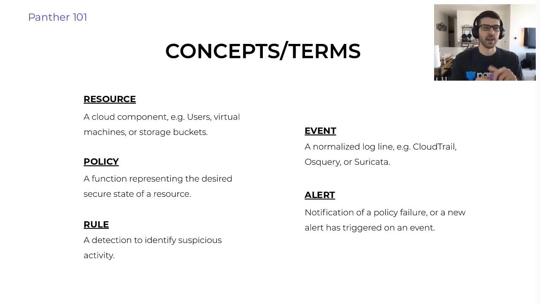So some terms I want to lay out before I get into the scenario. When I say a resource, I'm referring to a cloud component like a virtual machine or a user or an S3 bucket, something like that. Policies are functions representing the desired state of those resources. And then on the log analysis side, a rule is a detection function for looking at suspicious activity on events, which are this normalized log data that's come in from either your host, network, cloud sensors, anything. And then finally, alerts are those things that we get at 3 in the morning when someone hacks into all our stuff. So moving on.